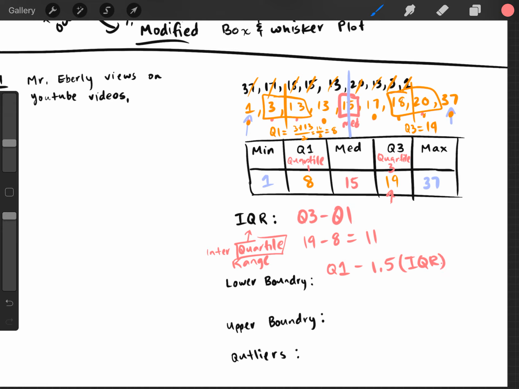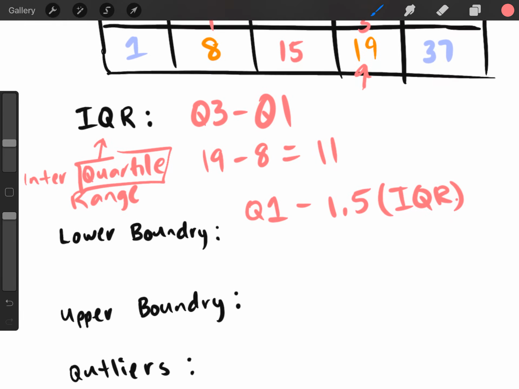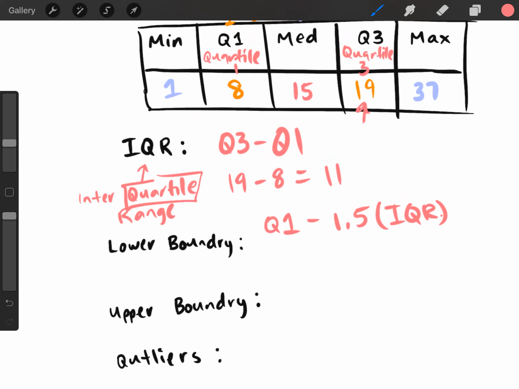To find the lower boundary and the upper boundary, we're going to use the interquartile range and the quartiles. To find the lower boundary, we're going to use Q1 and subtract 1.5 times whatever the IQR is. That's the formula we've come up with, because 1.5 is about 150% away from Q1, which means if it's farther away than that, then it is an outlier.